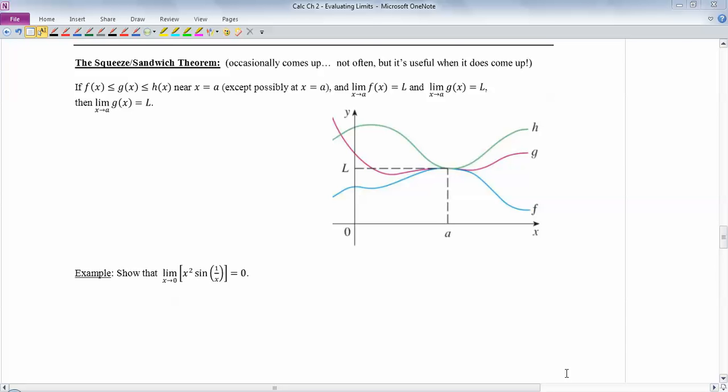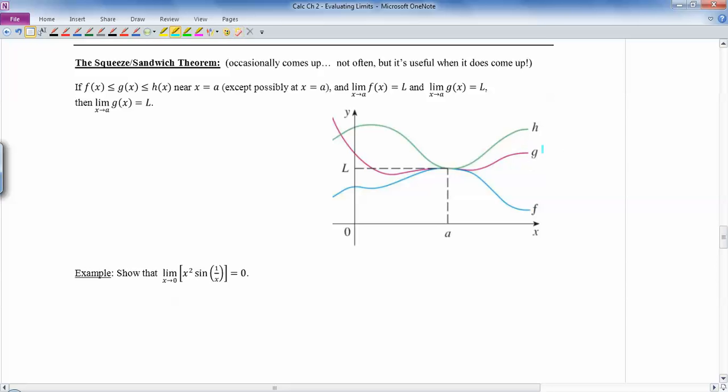Okay, so here's our next video on analyzing limits, and this is another trick that you can use called the squeeze theorem or the sandwich theorem. And the way that this one works is, let's say that g is the function you're trying to take the limit for. So this one right here is the important one, right?